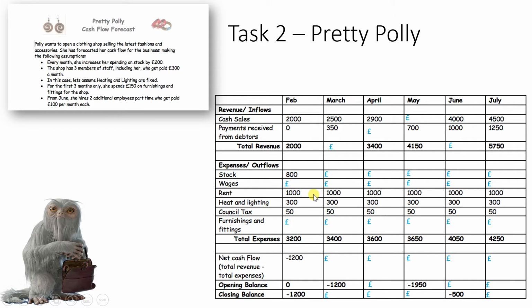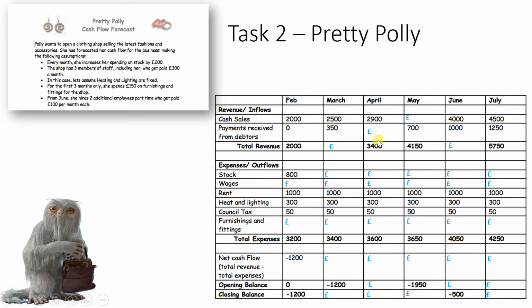Now, don't get fazed by this more complex cash flow forecast. This is simpler than you think. So let's look at the revenue and inflows. Let's go across on the cash sales: 2,000, 2,500, 2,900, a blank, 4,000 and 4,500. Underneath, you've got payments received from debtors. You've got one blank on April.